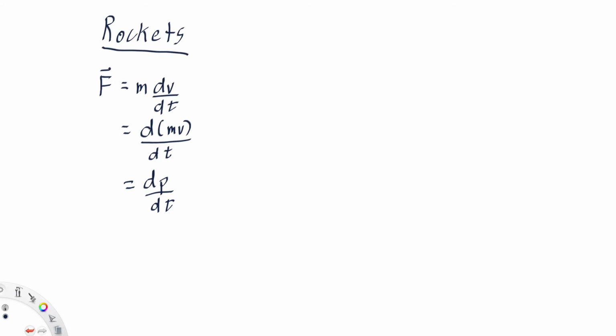And when we got there, we got there by assuming that the mass of an object is constant. However, that is not necessarily true, and it is definitely not true for rockets. So the way a rocket works is by taking part of its mass and throwing it out the back at really high speeds.